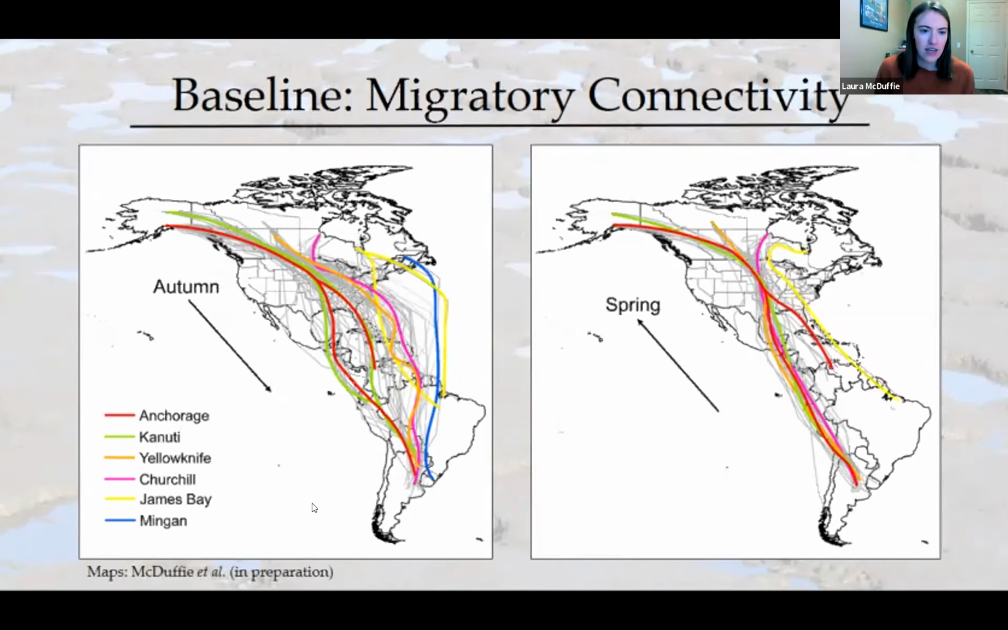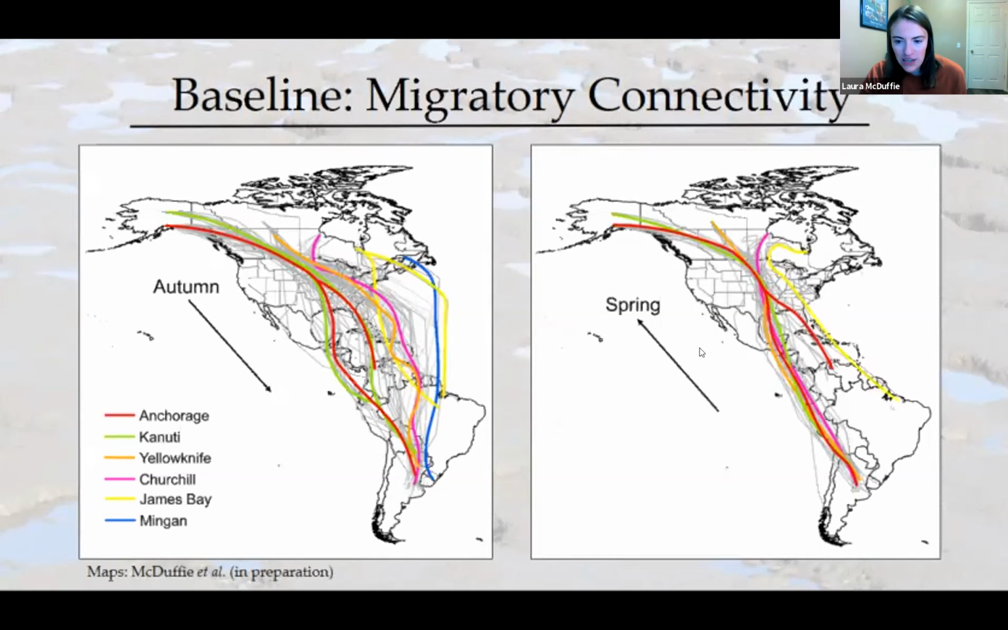different populations. So the Alaska populations followed the central Mississippi flyways, whereas Yellowknife and Churchill really followed the Mississippi and Atlantic flyways, and then James Bay and Mingan pretty much followed the Atlantic flyway exclusively. So if we look in this region where all this harvest is occurring, the migratory connectivity between their breeding sites and this harvest zone is pretty weak. As a reminder, that means there's a lot of mixing going on between these populations.